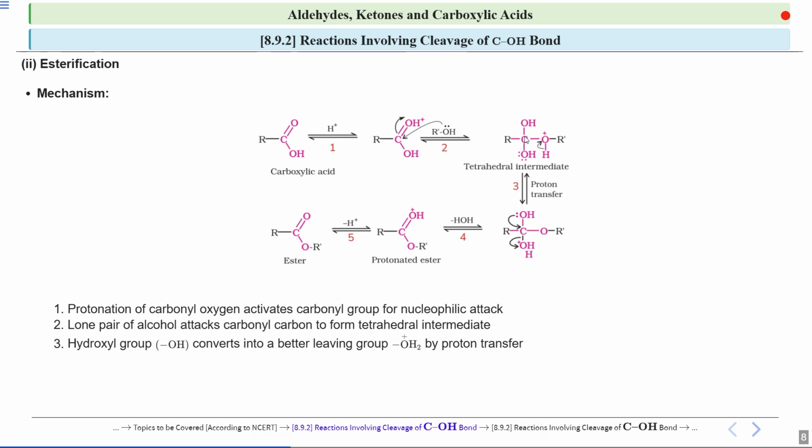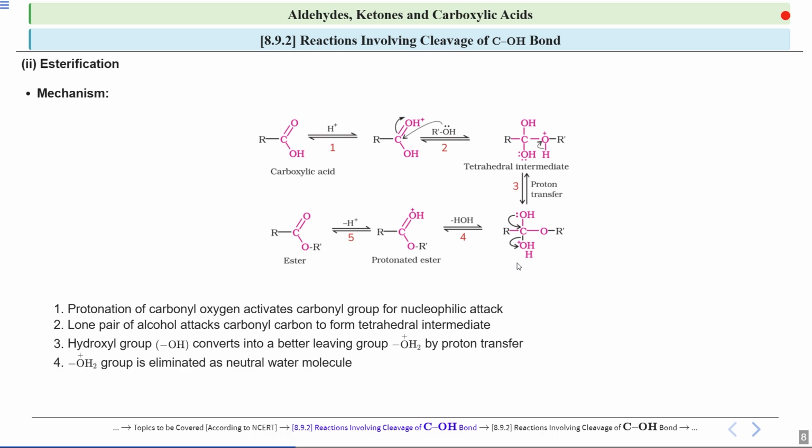Next step is that the hydroxyl group, the OH group of the intermediate, undergoes proton transfer. Okay, so you will see that this hydroxyl group of OH undergoes the proton transfer. This converts it into a better leaving group, which is OH2 plus. Now we know that OH is not a good leaving group, so a proton transfer takes place, and you see now you have OH2, which is a better leaving group. So a hydroxyl group converts into a better leaving group OH2 by proton transfer.